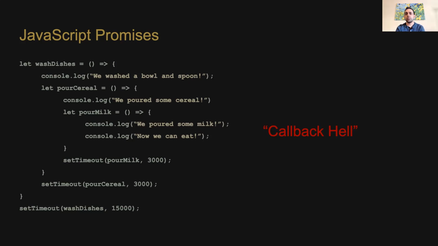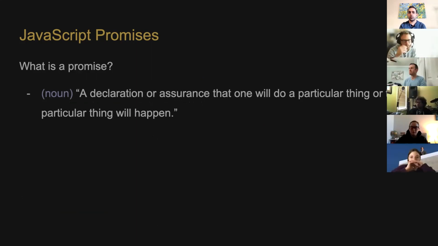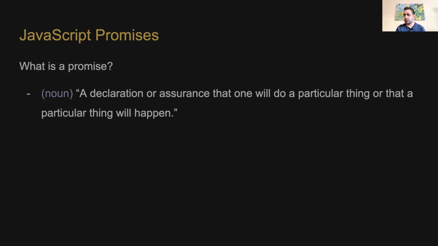All right, so this is where we get into the idea of JavaScript promises. Let's proceed, just giving a dictionary definition. A promise is a declaration or assurance that one will do a particular thing or that thing will happen. So as Josh said, something that's going to happen in the future, something that you guarantee will happen. So that's a definition of a promise.